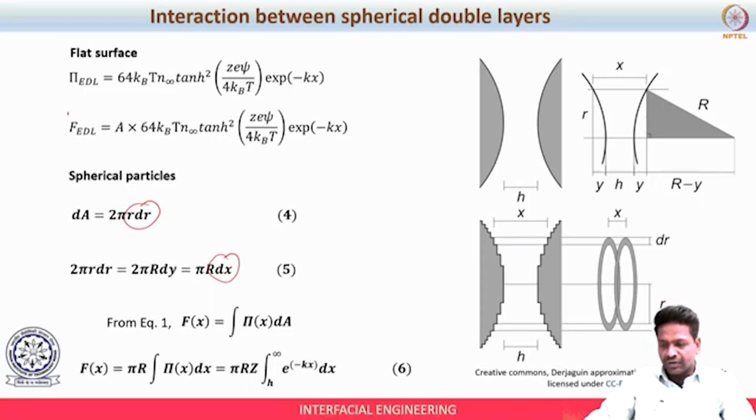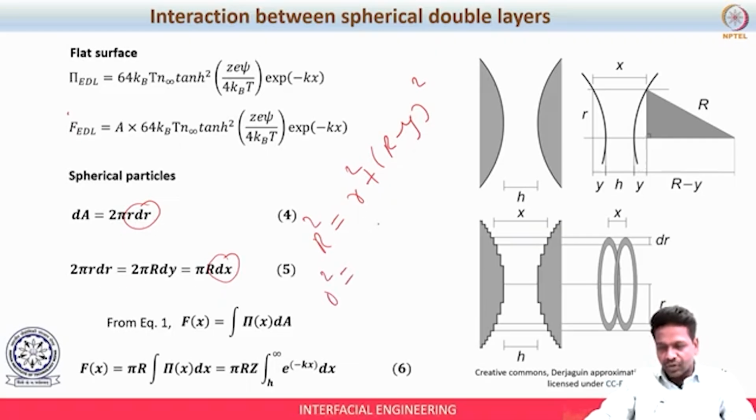So, let us first understand the relation that we got from the triangular property. We know from the triangular property that R square is equal to small r square plus R minus y square. Now, we want something in terms of small r.